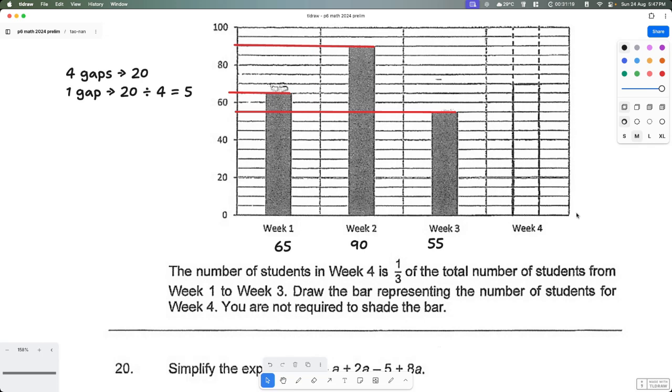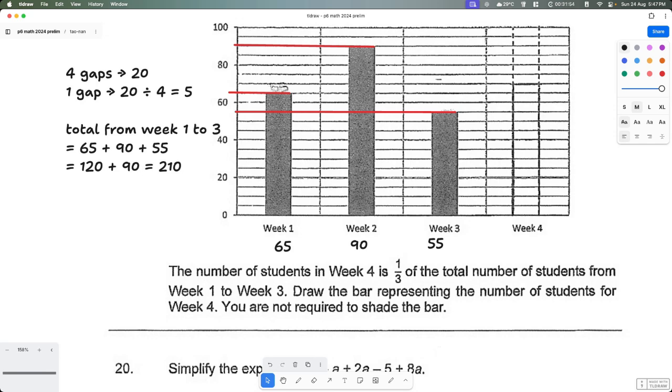Now we need to get week 4. Total number of students from week 1 to week 3 is equal to 65 plus 90 plus 55, which is 55 plus 65, like 60 plus 60, 120, plus 90, equal to 210. It's equal to 210 in this case.